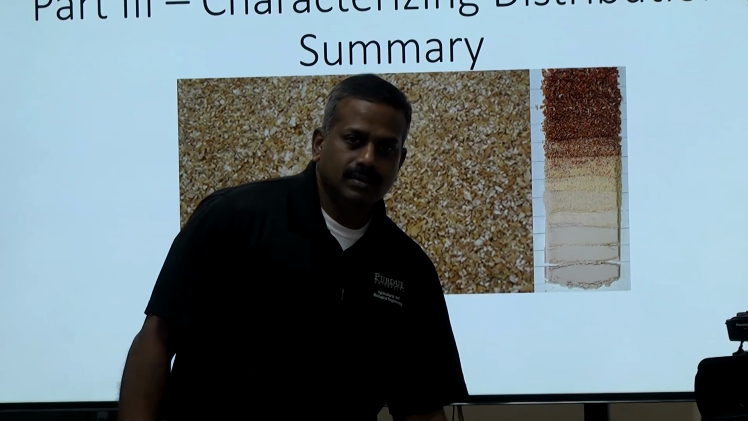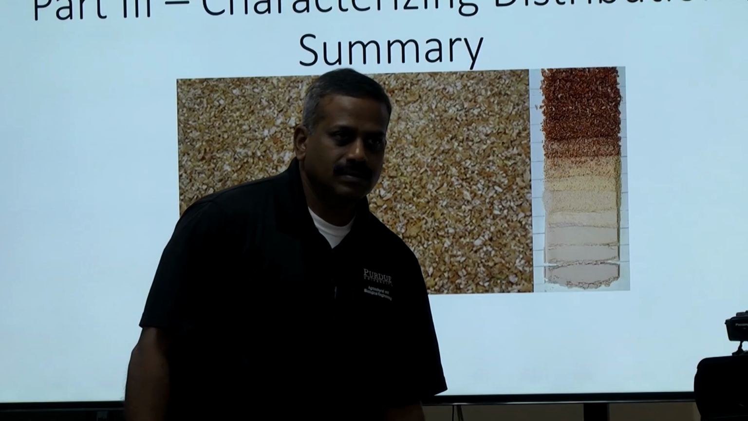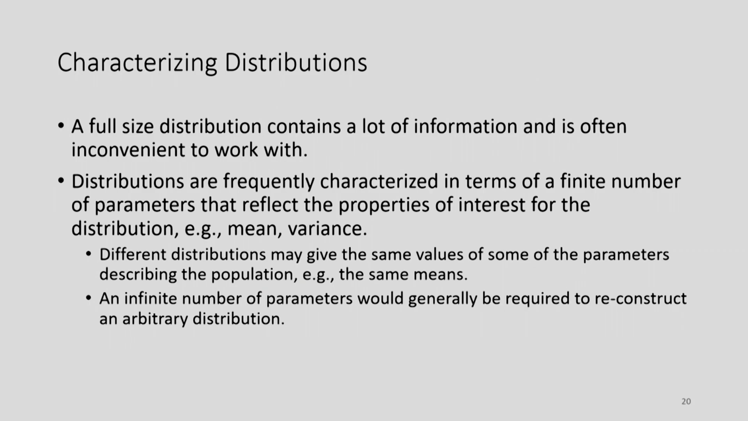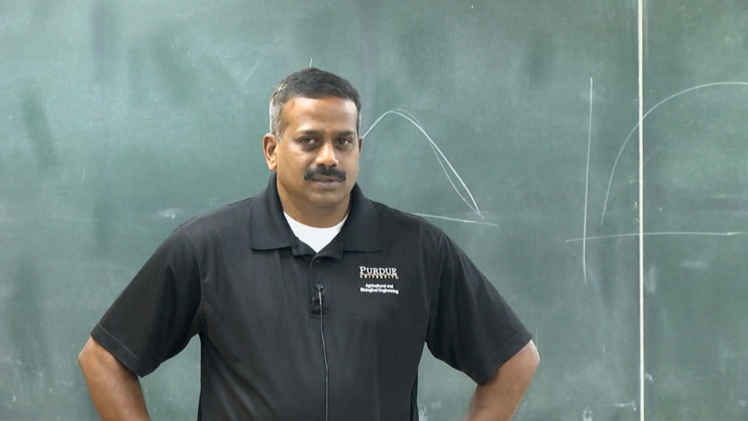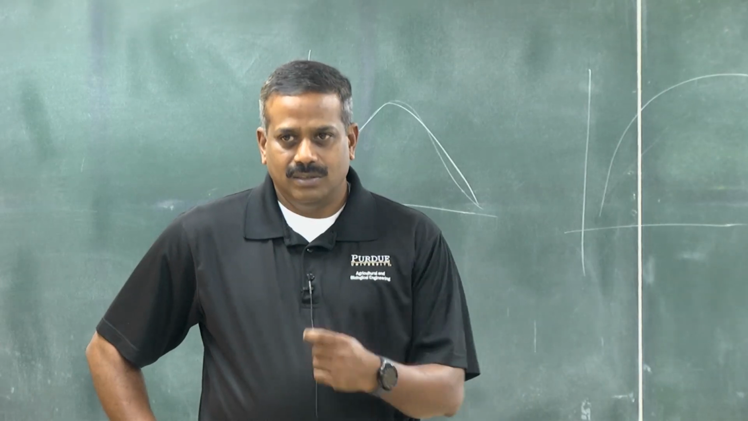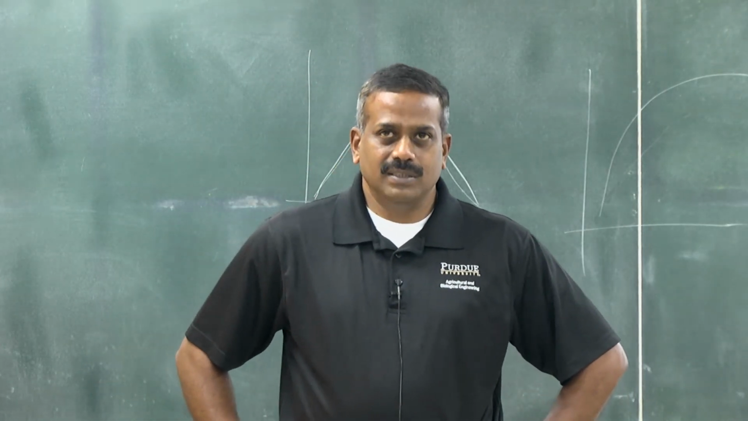Any questions? No. Okay. So, we will go through characterizing distributions. I think this is the last part of the particle size distribution lecture. So, what are some of the information that you can get from these distributions? What are the things we calculate from these distributions? You all would have done this. Mass fraction, diameter. Okay, mass fraction, diameters, what else?